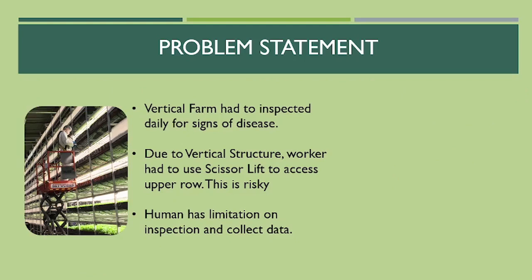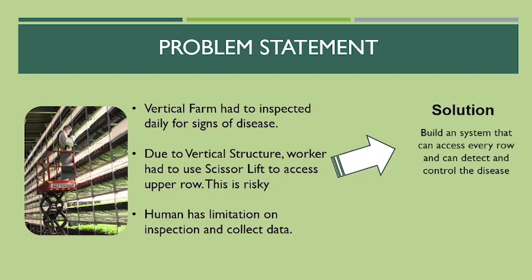So the problem statement is that vertical farming has to be inspected daily for signs of disease. Due to the vertical structure, workers have to use a scissor lift to access the upper rows. So this is a risky activity. Other than that, humans have limitations on inspection and collecting data. So the solution is to build a system that can access every row and can detect and control the disease.